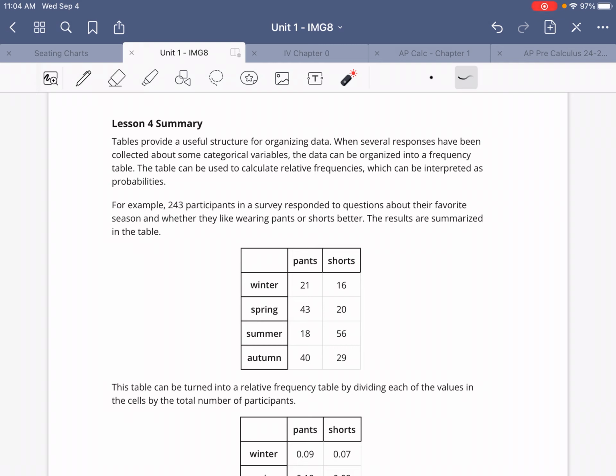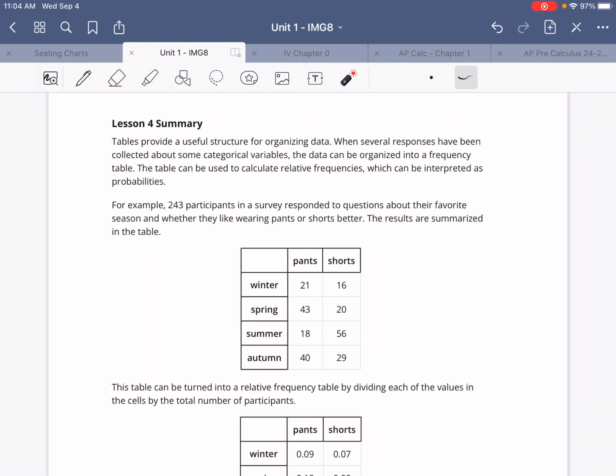In this case, we call this a two-way frequency table because we're looking at pants versus shorts, and also a second criteria, what season it is. For this one, 243 participants in a survey responded to questions about their favorite season and whether they like wearing pants or shorts better. The results are summarized in the table.